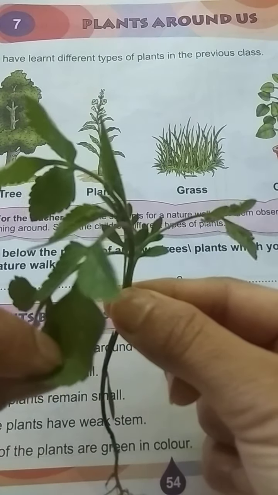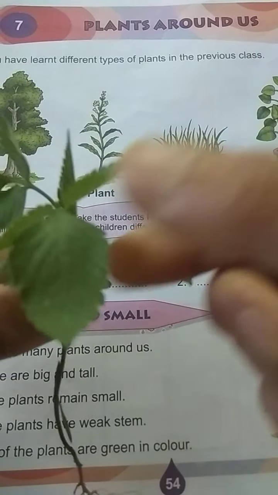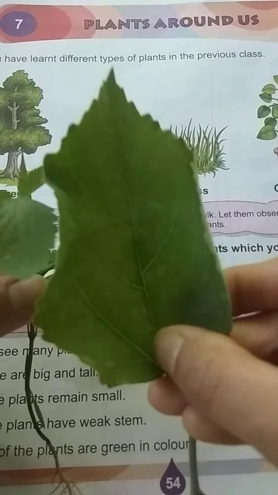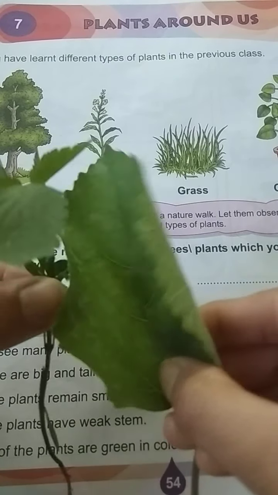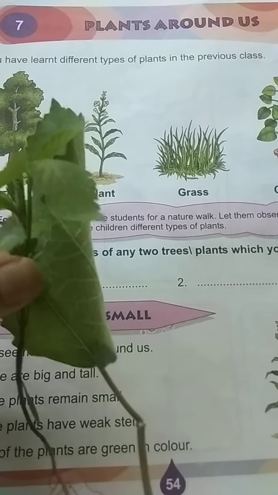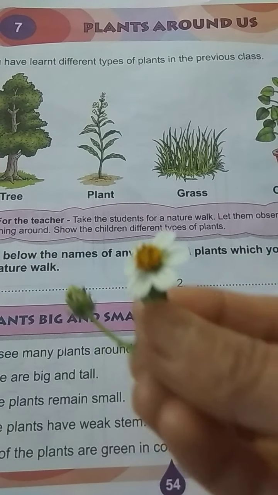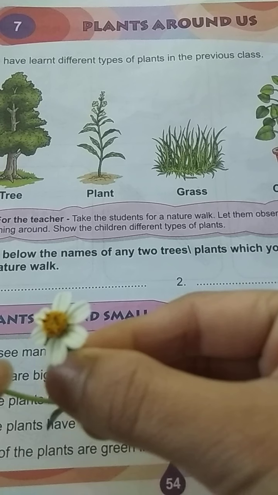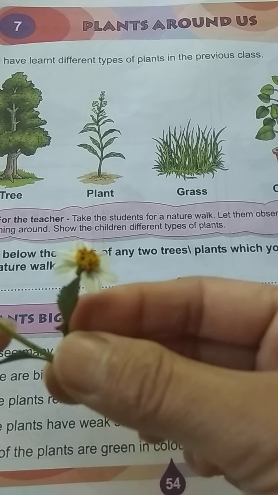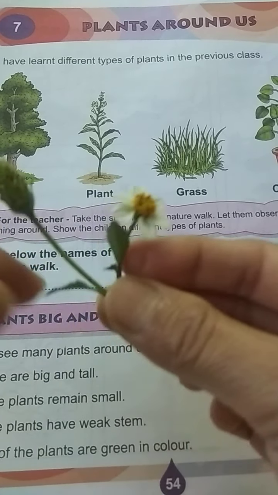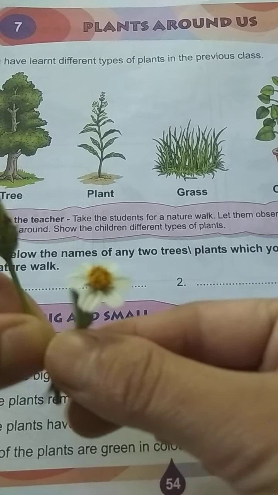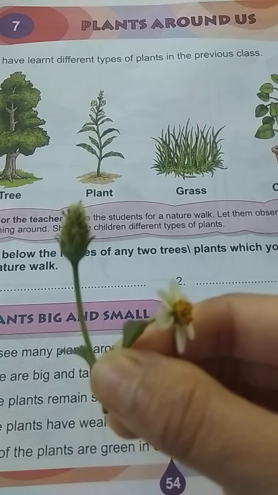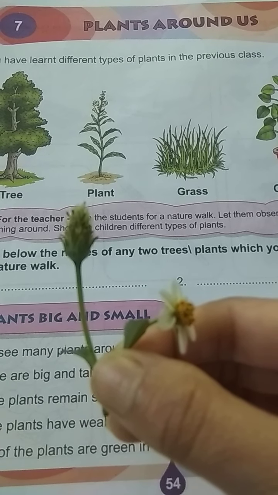The leaves can be of different size. It can be small or it can be big like this. And a very beautiful and attractive part of the plant, that is your flower. So I hope you like this thing, and today you will observe your plants carefully. Thank you and have a nice day.